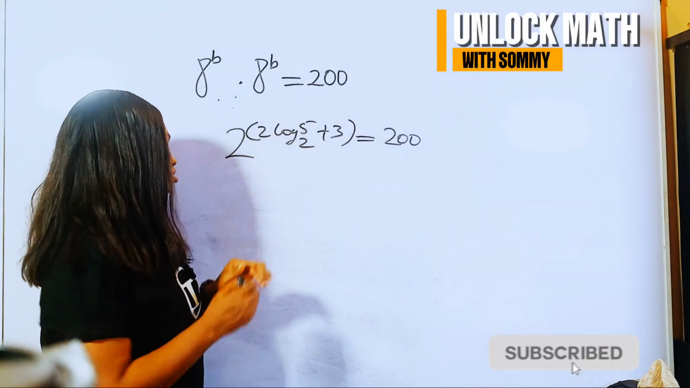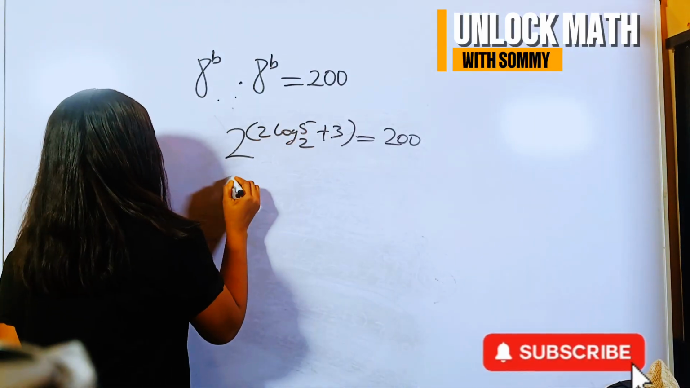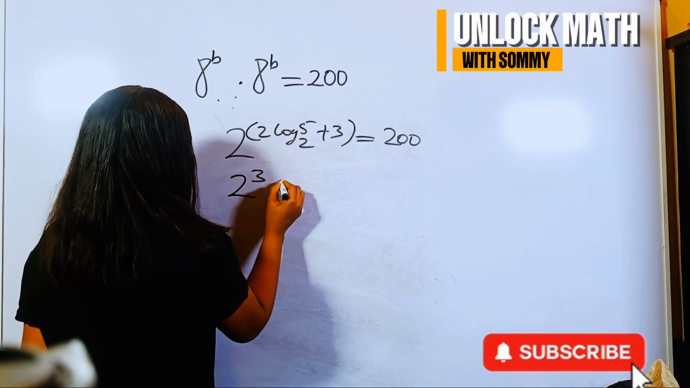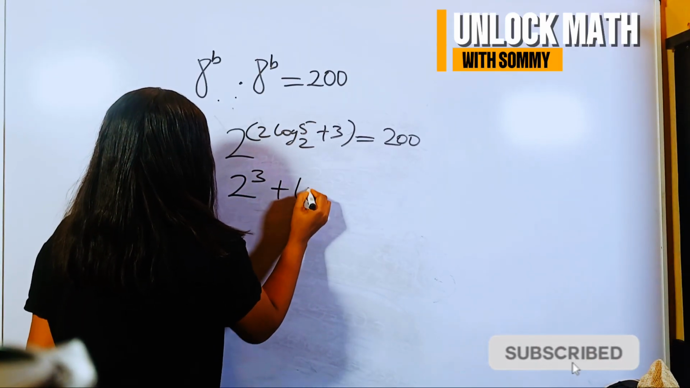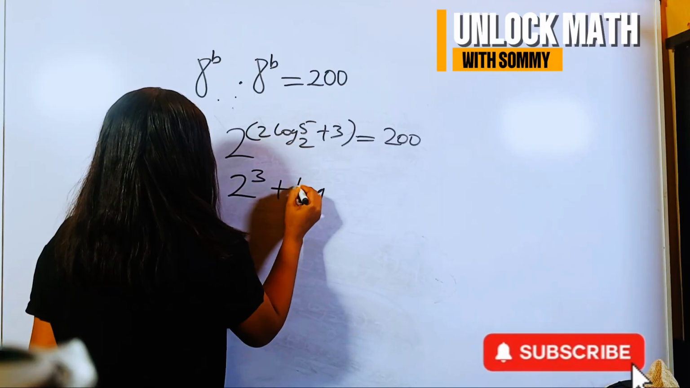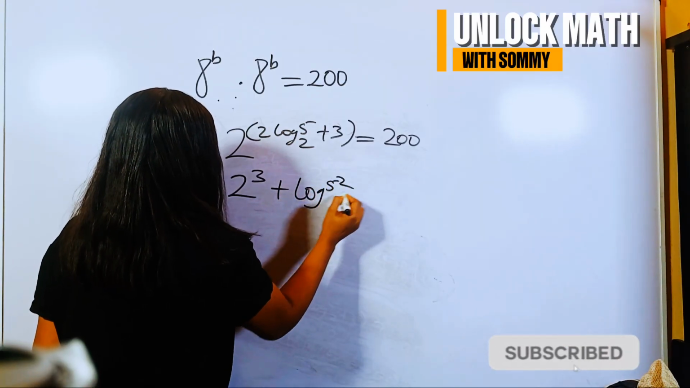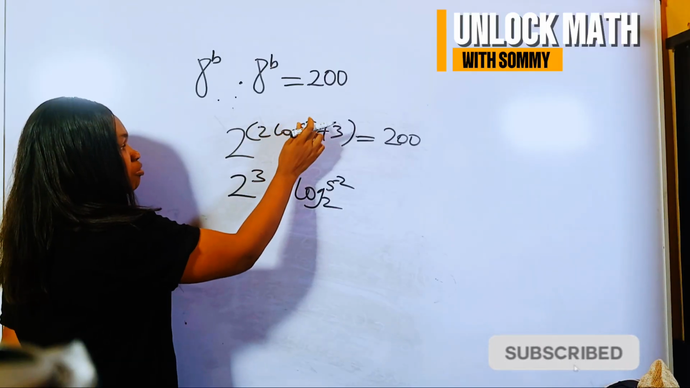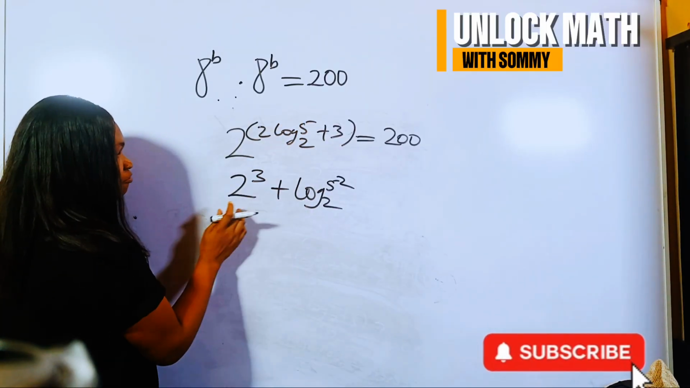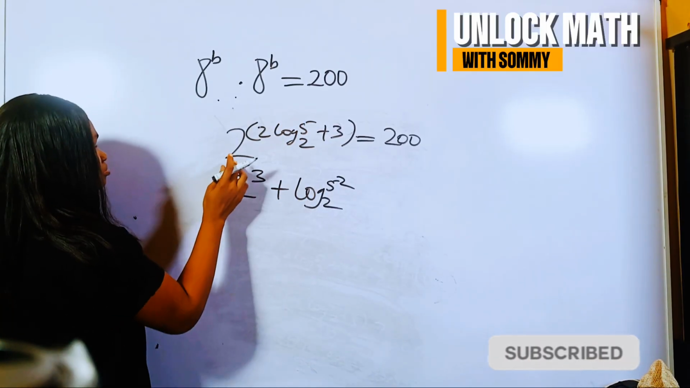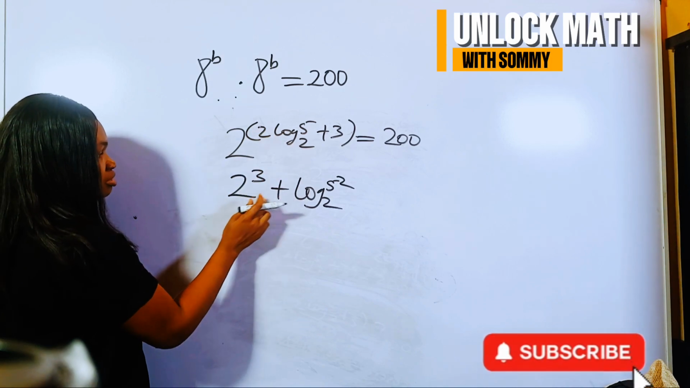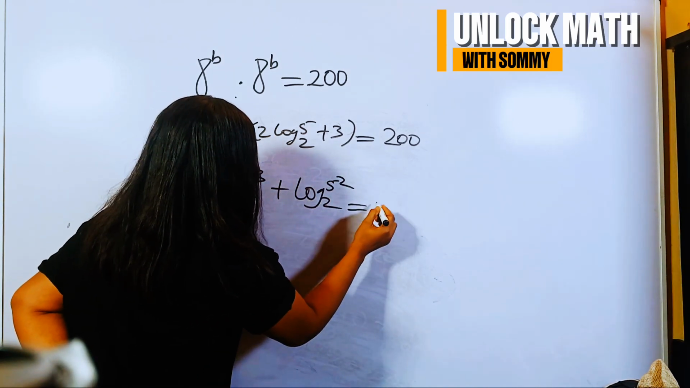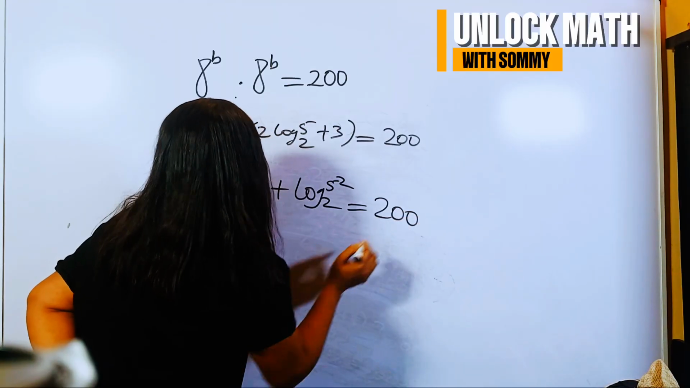If we rearrange this, it is something like 2 raised to the power 3 plus log 5 squared base 2. If we get something like log 5 raised to the power 2 base 2. Therefore, if we arrange it, we now have 2 raised to the power 3 plus log 5 raised to the power 2 base 2. This is supposed to give us 200.